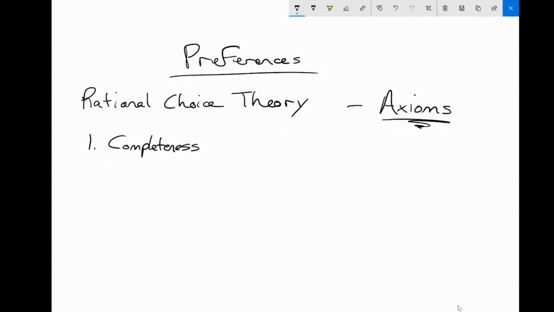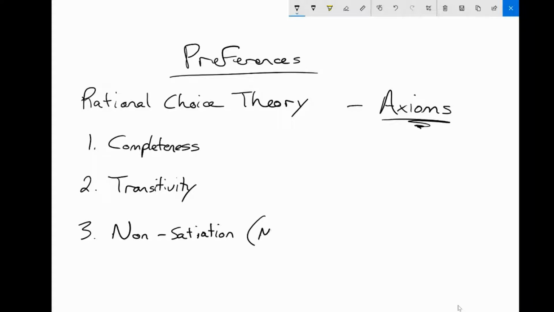The first axiom is completeness. The second will be transitivity. And then the third will be satiation, or more easily put, more is better. So these are going to be the three axioms. These are going to motivate our mathematical model of human decision making, of utility, as we'll say.